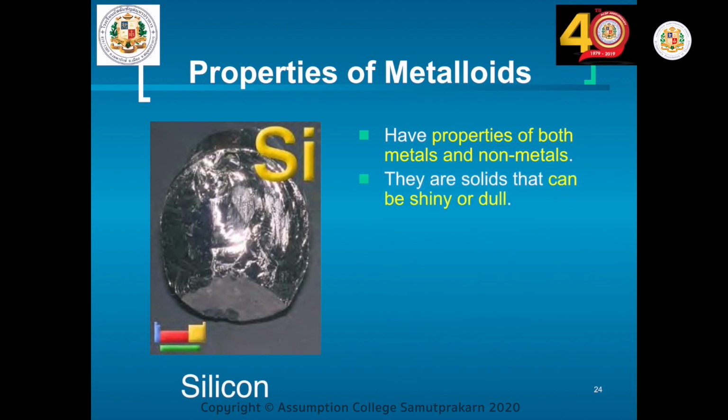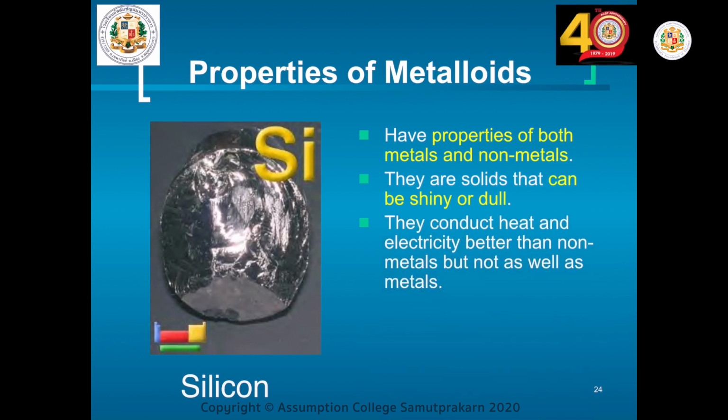Some of them are shiny, some of them are dull, but they are all solids. Don't forget that. And some of them can conduct heat and electricity, but some of them cannot. So it's really in between. However, most of them are ductile and malleable. And as I have said before, they are all solid. Okay? I hope everything is clear.